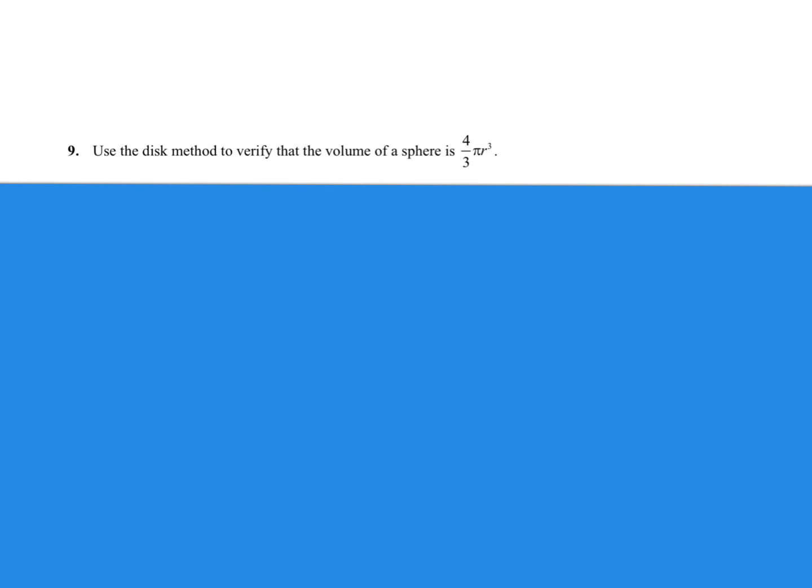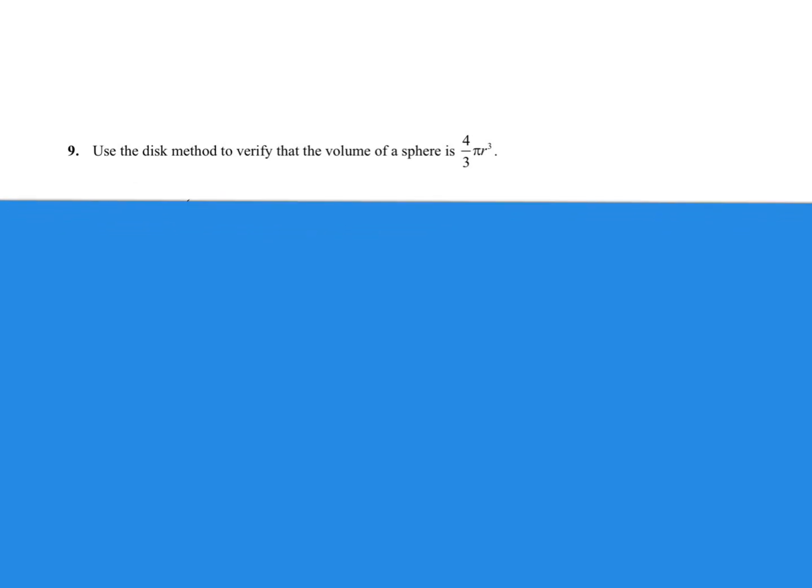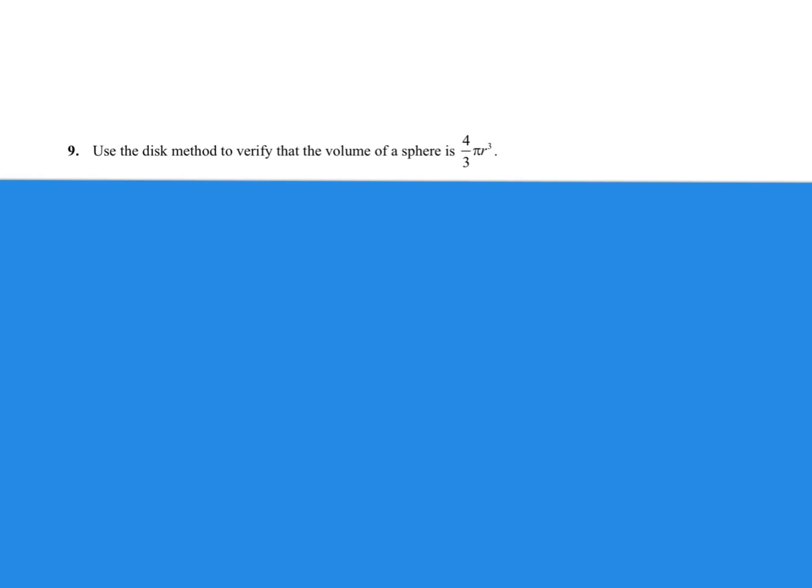Problem 9 says use this method to verify that the volume of a sphere is 4/3 pi r cubed. I think we did it before using this method, but in the y direction. Let's do it in the x direction. So this is the circumference, x squared plus y squared equals r squared. We are going to do it in the x direction.